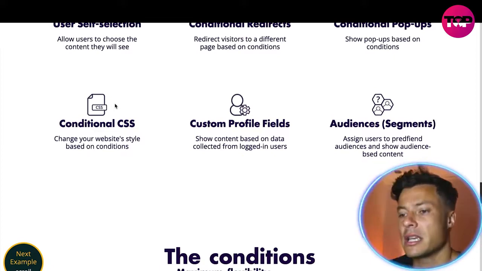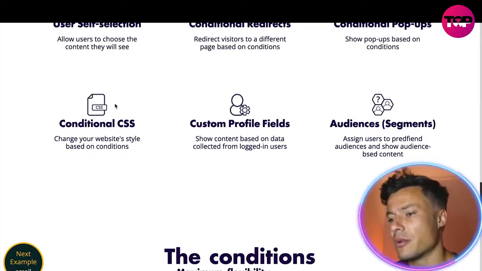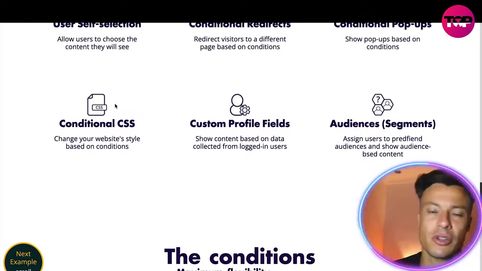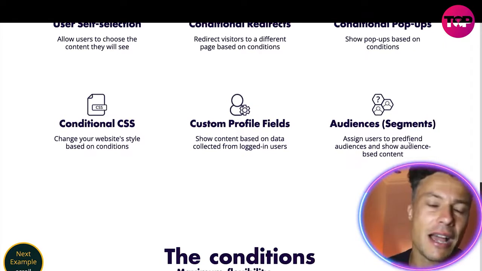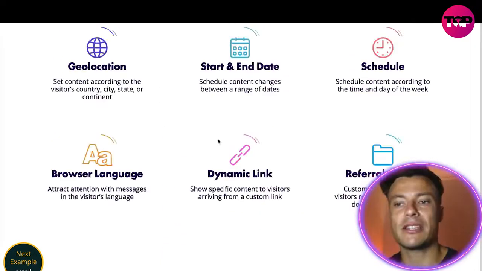with your customers. Custom profile fields show content based on data collected from logged in users, and also audience segments assign users to predefined audiences and show audience based content. So, that's kind of similar to how an email flow system might work, but obviously with viewing the website. These are all the different conditions.